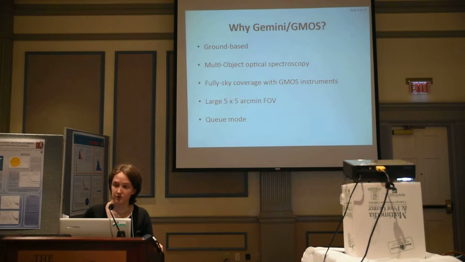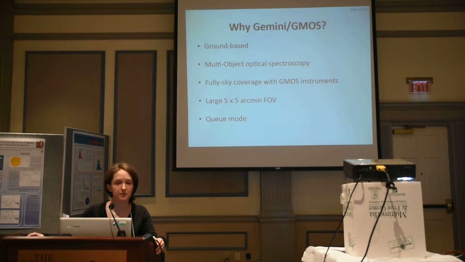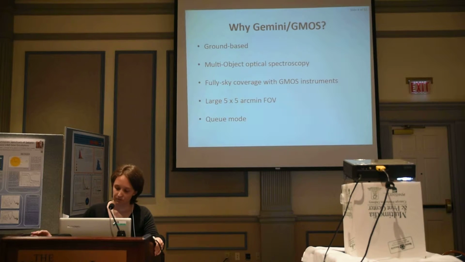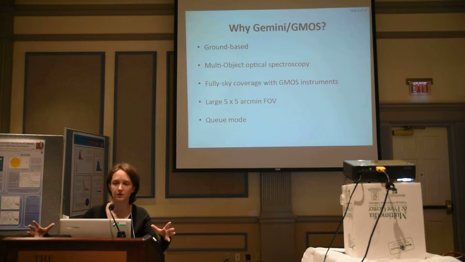So we're using the Gemini telescopes, which have several advantages as well as being ground-based. So firstly, they have multi-object spectrography capability. This is a technique that our team first used to observe exoplanet atmospheres, so it's something that we did first, and we have a lot of knowledge about this. Also, we have full sky coverage, so we have the Gemini 8-meter telescopes, one in Hawaii and one in Chile, so we can cover the whole sky.